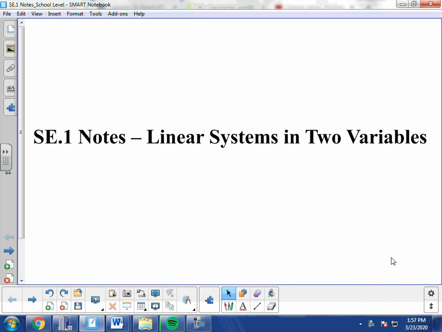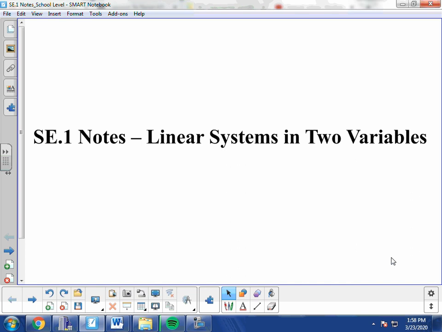As we finished up the last target, we actually finished up the last section that we had for exponentials and logarithms. So we are going to go ahead and start a new unit. This unit is all going to be about systems of equations. And today we are going to focus on linear systems in two variables.